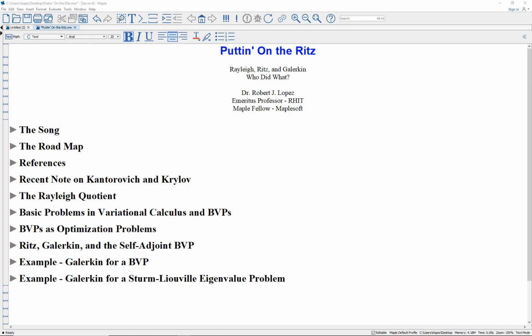implementation in Maple. And throughout this study, I never ceased hearing the syncopated rhythm of the song Puttin' on the Ritz.